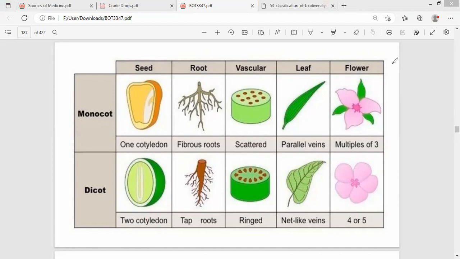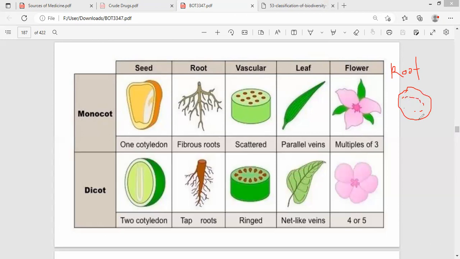When we're talking about the root, in terms of the xylem and phloem, remember, the xylem and phloem make up the vascular bundle. We haven't looked at it yet, but we'll look at it. In terms of the root, for the monocot, the xylem and phloem are in a ring-like arrangement.